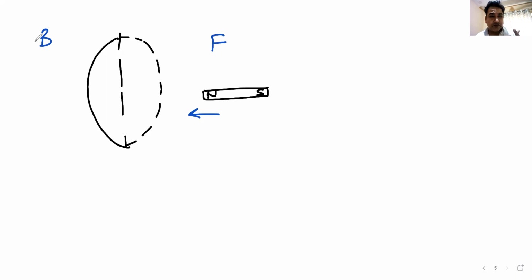Remember, there are many ways to do this. The simplest way, I'll tell you: the north pole is coming towards you. You have to oppose it, so you have to create a north. Remember, for a magnetic dipole, or a current carrying loop, this is the north. You have to create north like this, so this will be the direction of current. Are you getting my point?